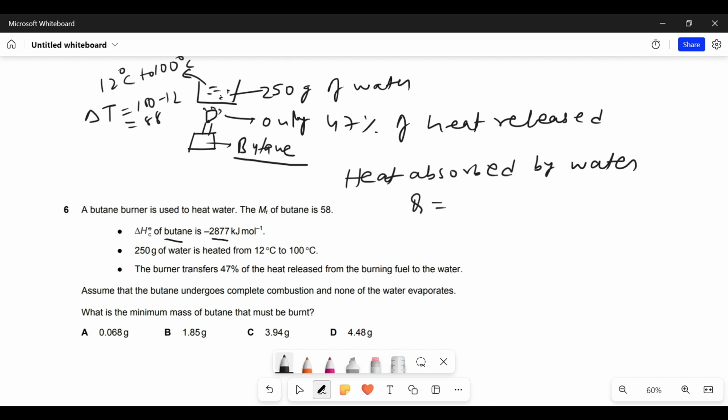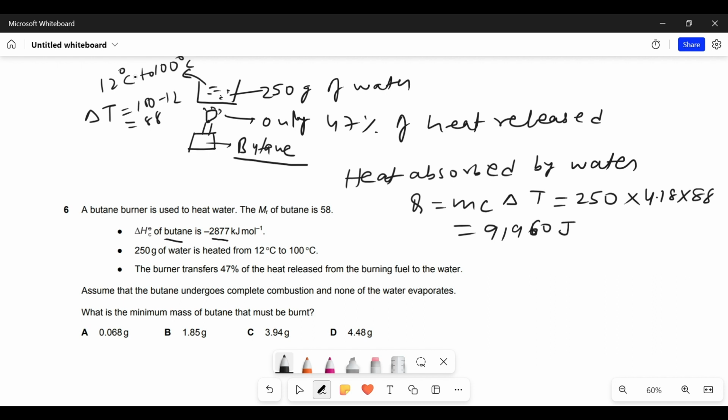Q is equal to mc delta T. This is the amount of heat absorbed by water. Mass of water is 250 grams. Heat capacity of water is 4.18, and delta T, change in temperature, is 88, and this comes out to be 91960 joules. That means this is the amount of heat absorbed by water.